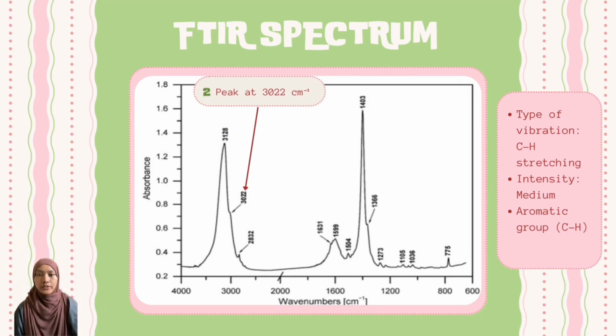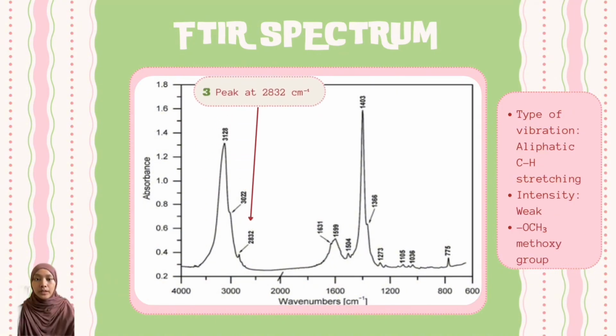Next is the peak at 3022 per centimeter. This corresponds to aromatic CH stretching and has medium intensity. The intensity is medium because aromatic CH bonds have a moderate change in dipole moment during vibration. They absorb infrared radiation but not as strongly as highly polar bonds. This peak confirms the presence of aromatic rings in berberine.